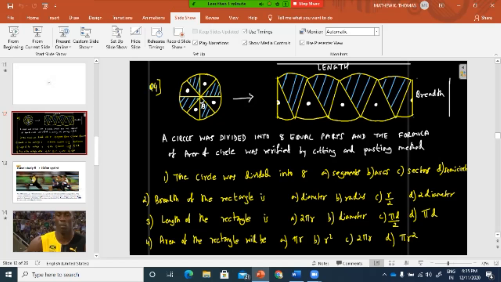And we know that the full circle's length is 2 pi r. So what will be the length of the half circle? The length of the half circle will be 2 pi r upon 2. So the length is going to be pi r. So pi r means the option pi d by 2 is correct, because diameter by 2 is radius. So pi r, isn't it? So option number C will be the length of the rectangle. I hope it's clear.